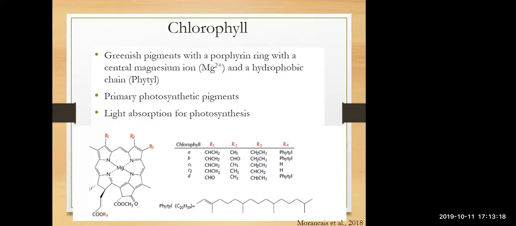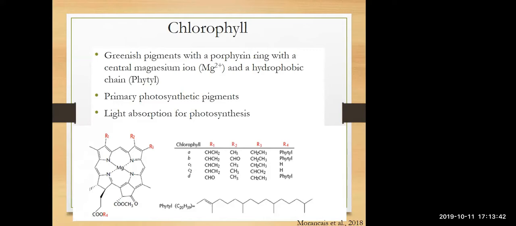What is chlorophyll? Chlorophyll is a greenish pigment which has a porphyrin ring with a central magnesium that is indicated here in this diagram. And it also has, in some cases, a hydrophobic chain, the phytyl, that is shown here below.